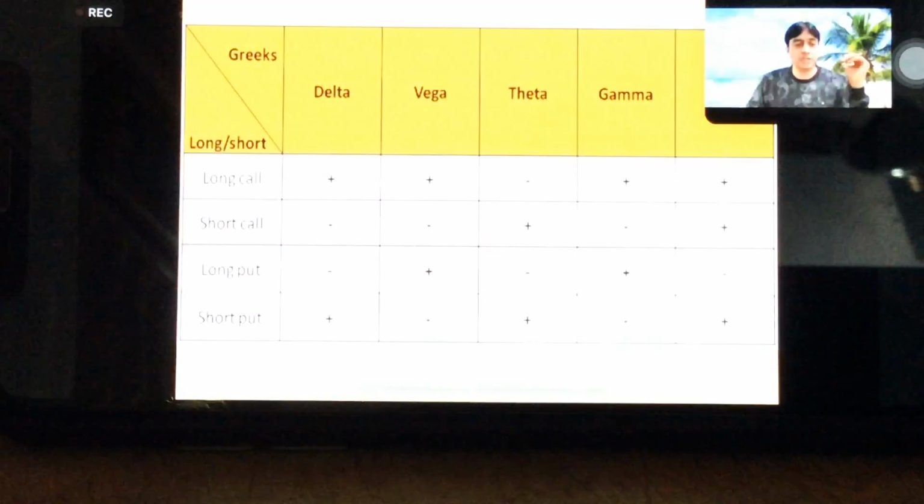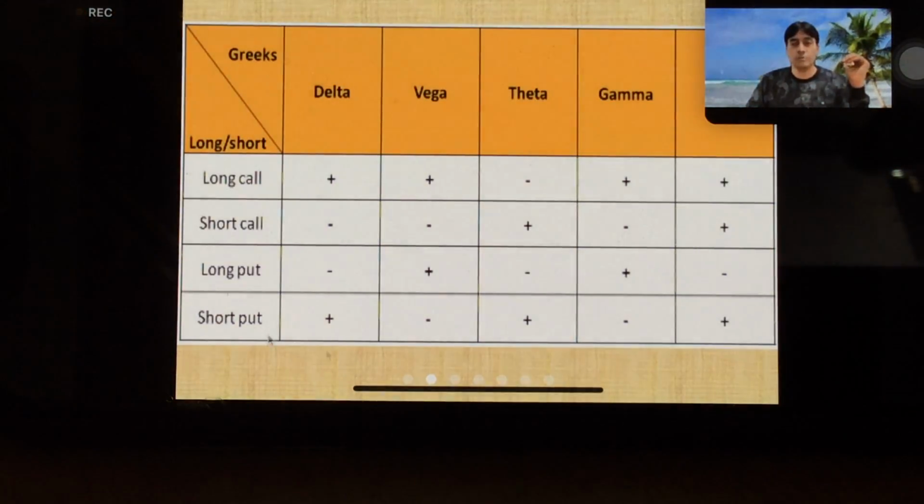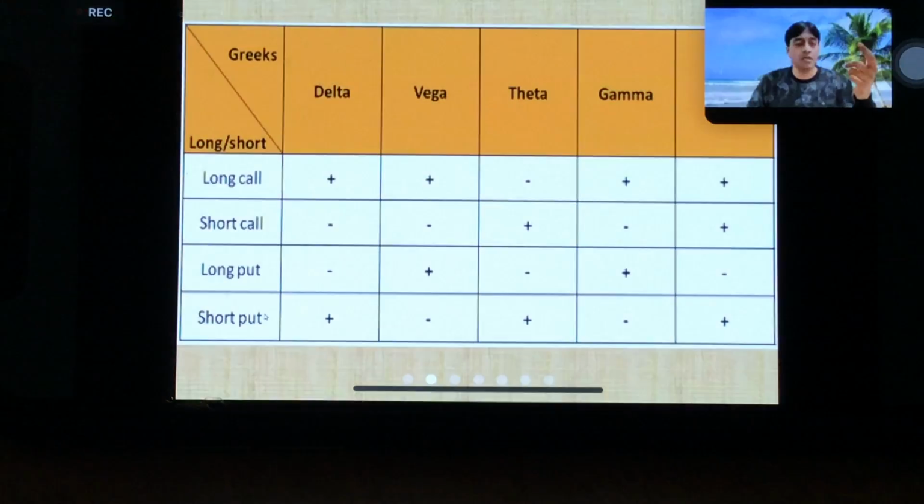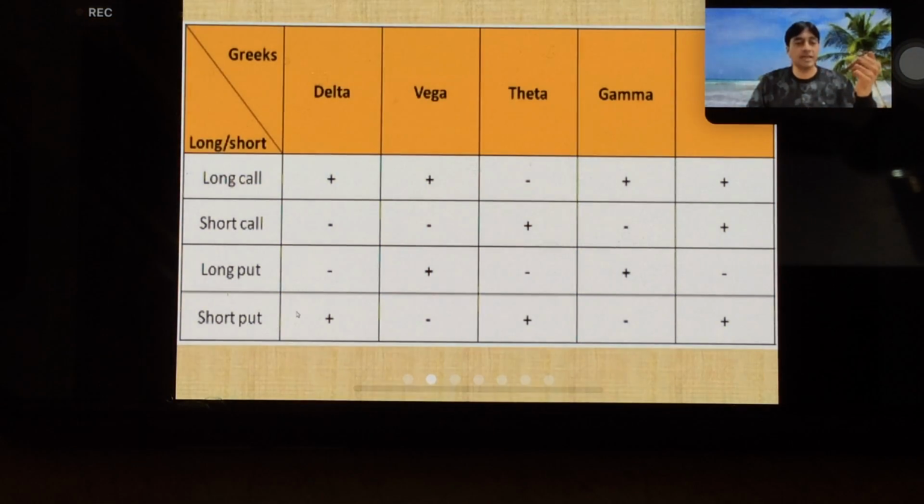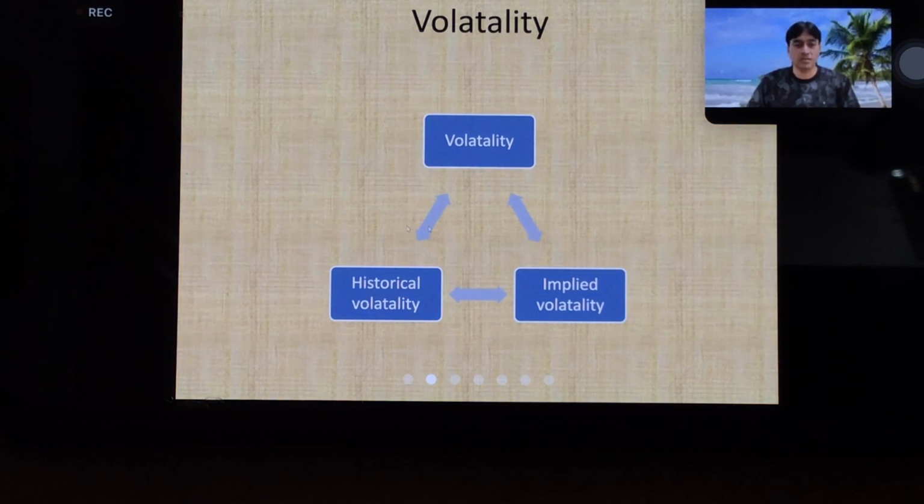So theta is positive in short call and short put, gamma is positive in long, and Rho we do not take into consideration. Delta is positive for long call or short put. And theta will be positive when we are sellers or writers of the option. It will be on our side. So time will be on our side when we are option shorters.